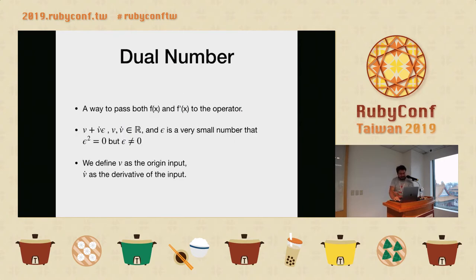Okay. Another thing we need to do is that there's a way to pass both f(x) and the derivative of x to an operator more simply. It's called the dual number. We define a dual number as v plus v dot epsilon, where epsilon is a very small number, such that epsilon times epsilon is 0, but epsilon itself is not 0. So we can use v as the original input and v dot as the derivative input.